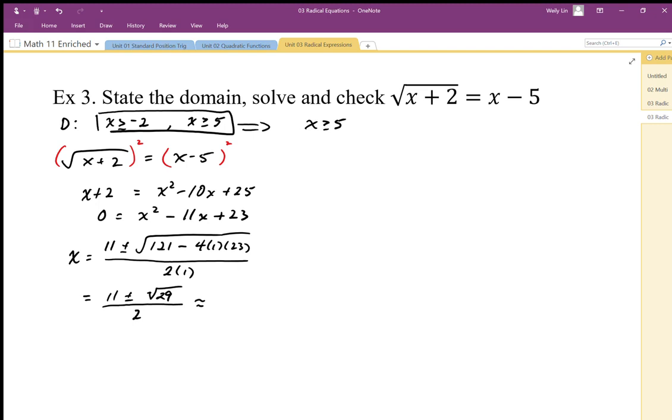Let me just work this out. 11 minus square root 29, divided by 2, I'm getting 2.81. It's approximately equal to 2.81. So based on our restriction, based on our domain, we're going to say that that is an extraneous solution. So that is extraneous.